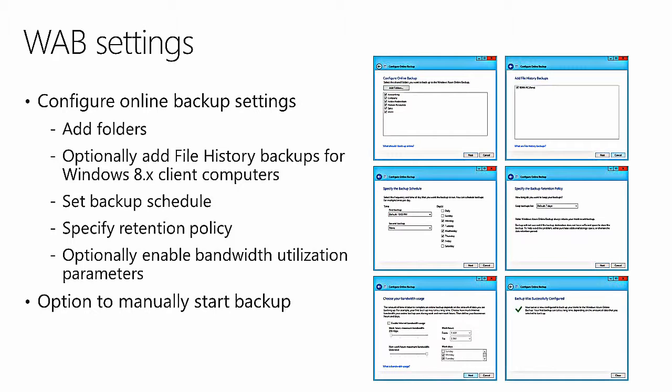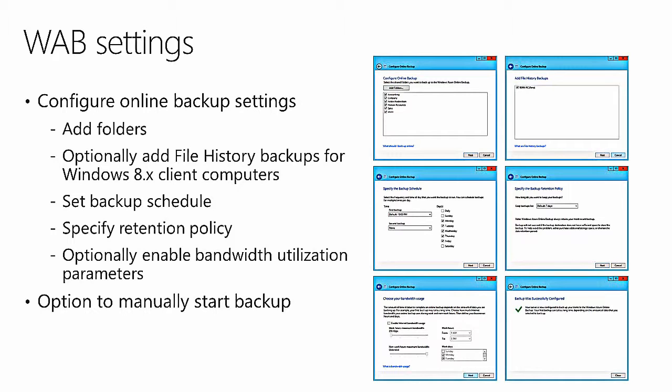You can, of course, set up a backup schedule. This can be run up to twice a day, so a little less flexible than what you can do with the local backup, but still pretty robust in terms of being able to have multiple backups so that your backup window is fairly short. You can specify the retention policy, so how long should older backup information be retained in the cloud, and of course that's just going to directly impact how much storage you're using and the storage that you're paying for in the service.